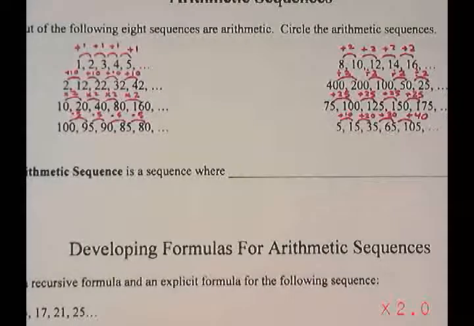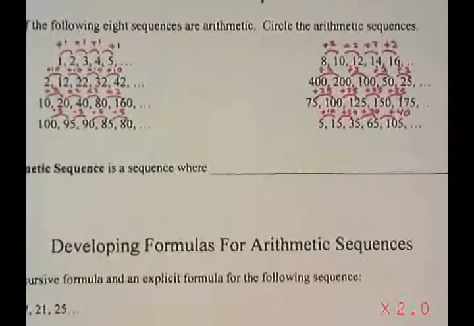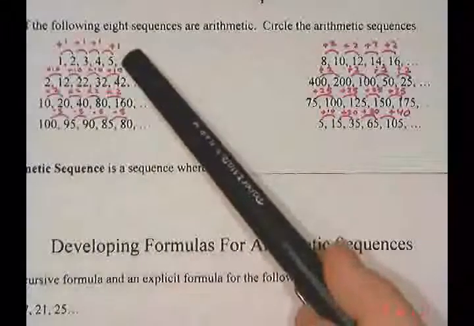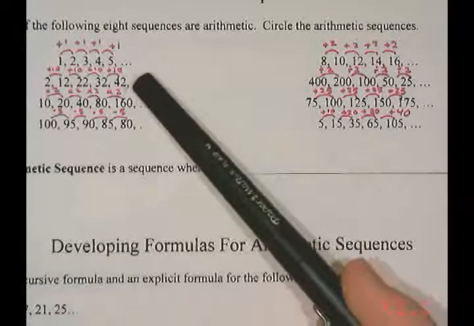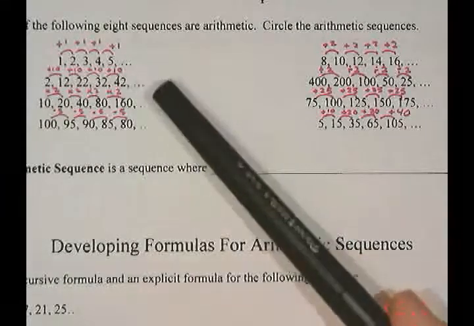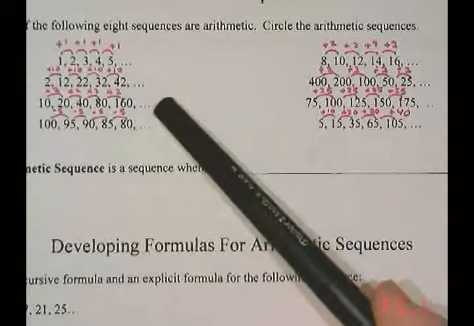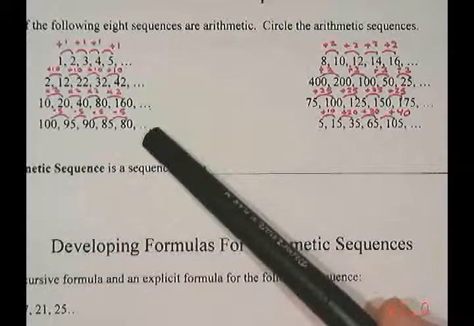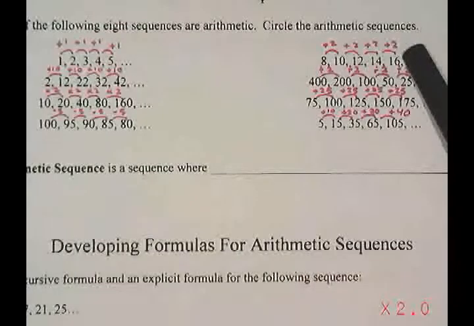I'm going to zoom in a little here. What I did was I took a look at the sequences and I figured out what the patterns were. So for the first one, we were adding 1 each time. In the second one, we were adding 10 each time. In the third one, we were multiplying by 2. The fourth one, we were subtracting 5. The fifth one, we were adding 2. The sixth one, we were dividing by 2.